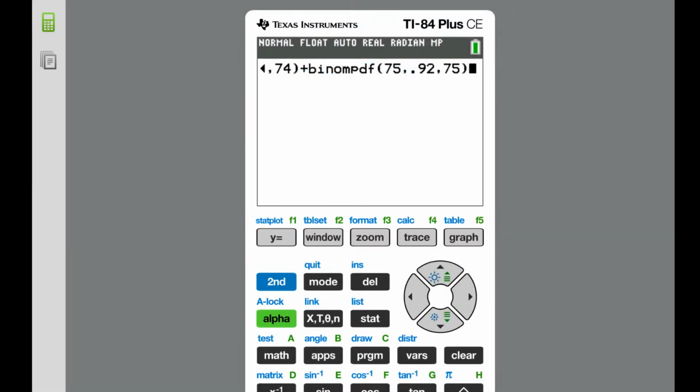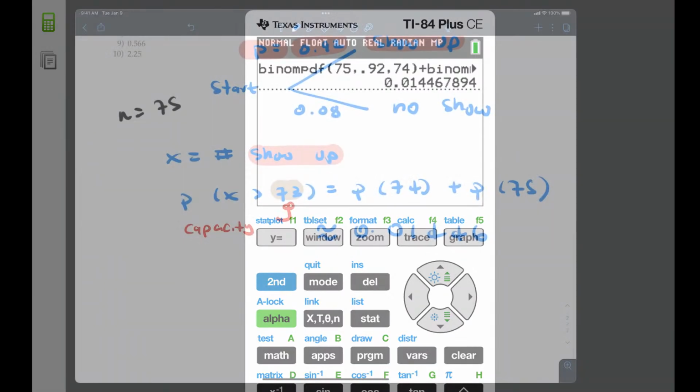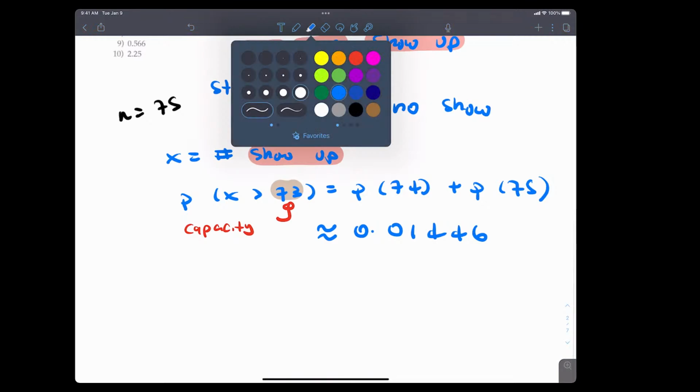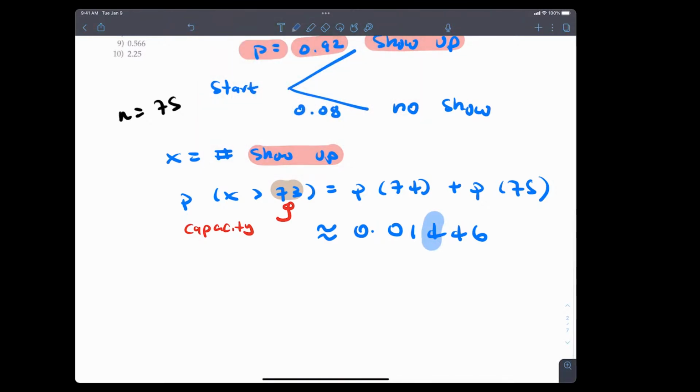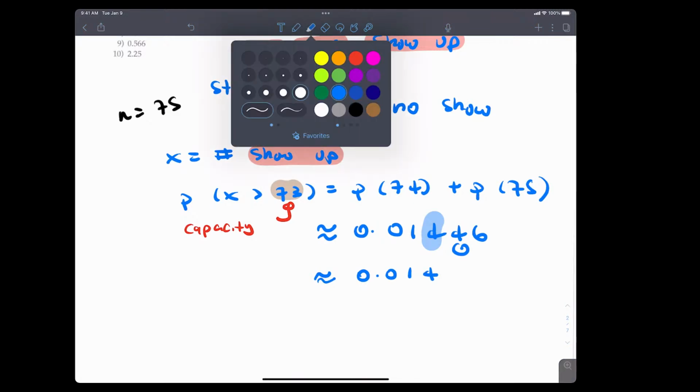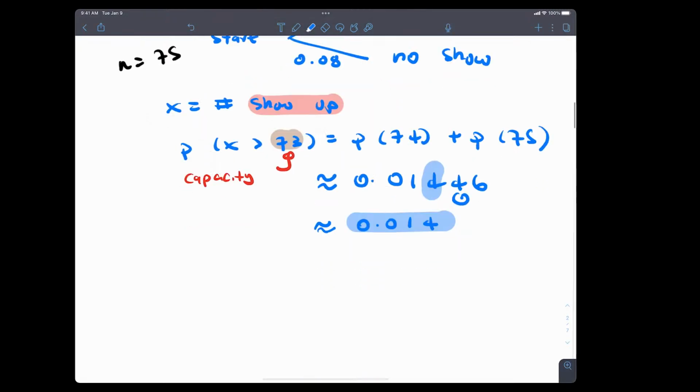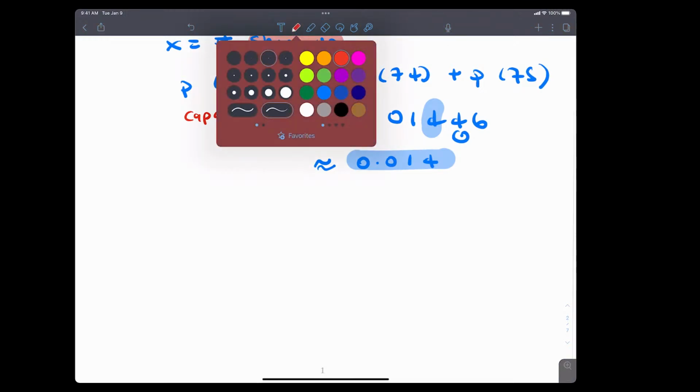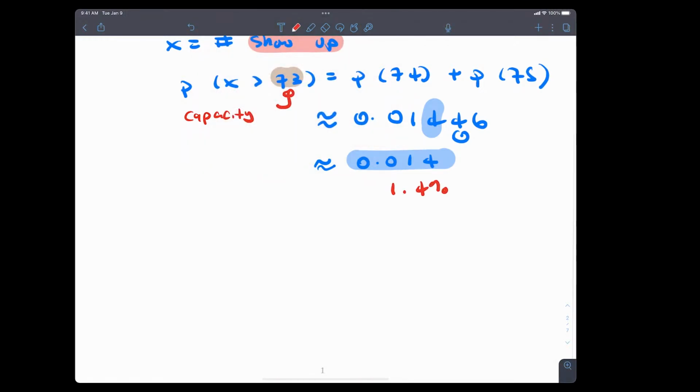So ladies and gentlemen, here's why the airlines do what they do. 0.01446. Let's round to the nearest thousandths. 4 is in the thousandths position. The digit to the right is a 4. So that's really 0.014. And what that means is that this is 1.4%.